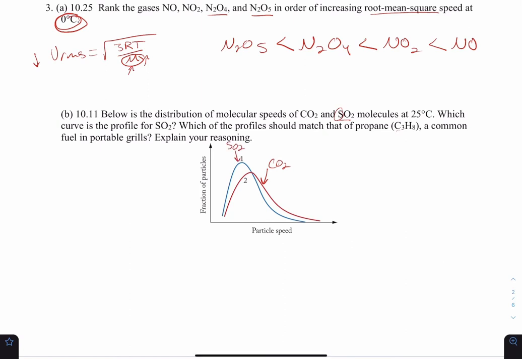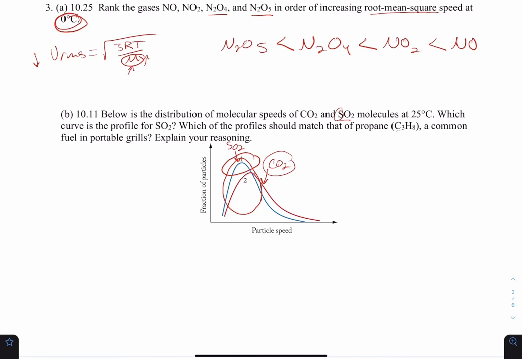Now, you'll notice that the heavier gases have what we call a narrower distribution of speeds. Notice that the SO2's distribution is not quite as spread out as CO2's is, right? CO2's is a little bit more spread out between the gas particles, but the SO2 kind of hugs up against one kind of pyramid or mountain, right? And you can kind of see that in CO2 as well, but it's not as pronounced.